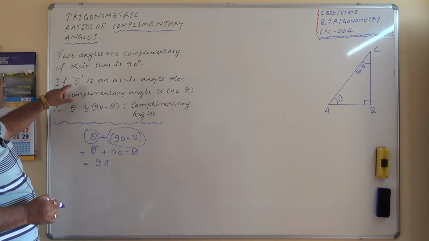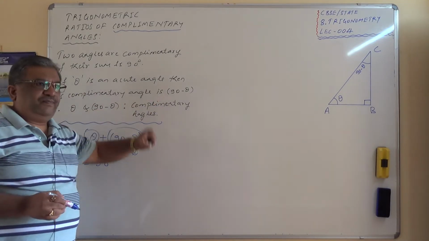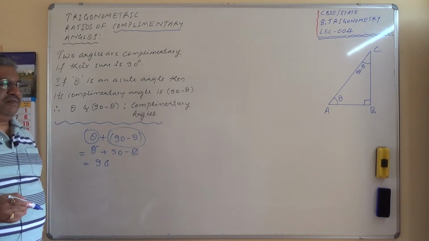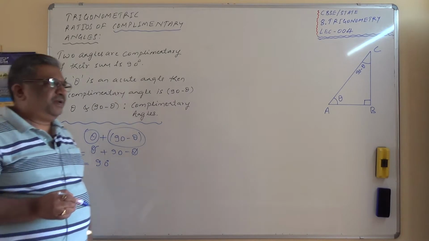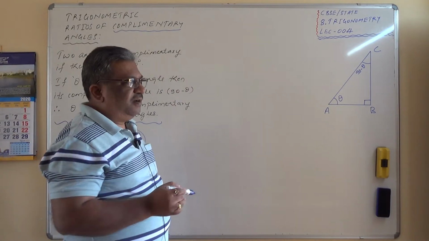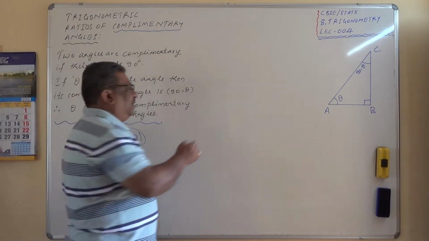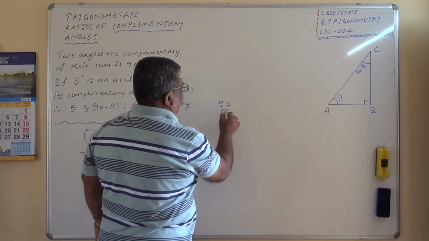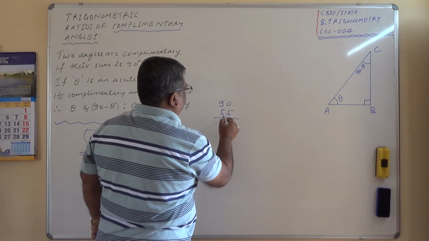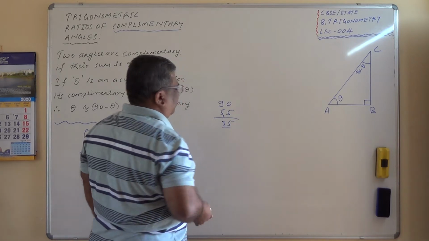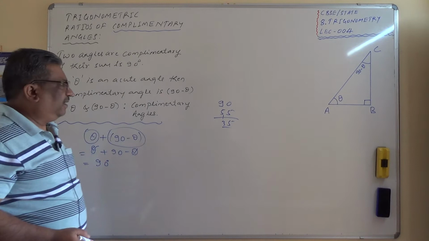So you have understood, if theta is an acute angle, then its complementary is 90 minus theta. For example, what is the complementary of 30 degrees? 60 degrees. What is the complementary angle of 45 degrees? 45 degrees. What is the complementary angle of 55 degrees? 90 minus 55 is 35. 35 and 55 are complementary angles because the sum of these should be equal to 90 degrees.